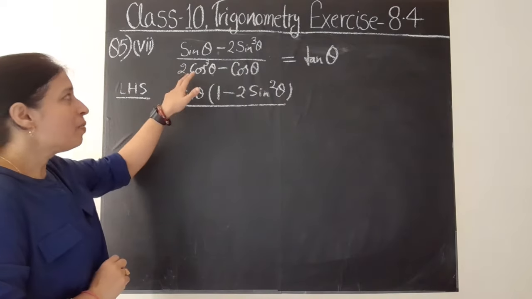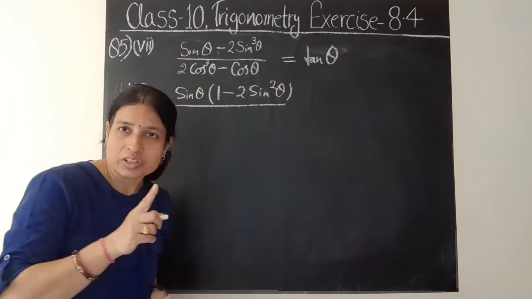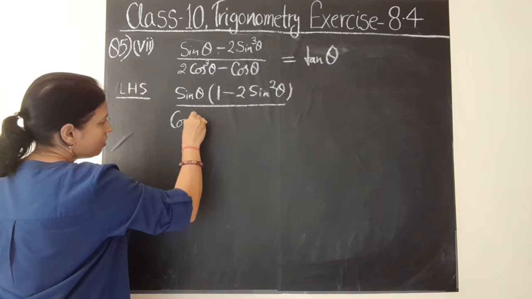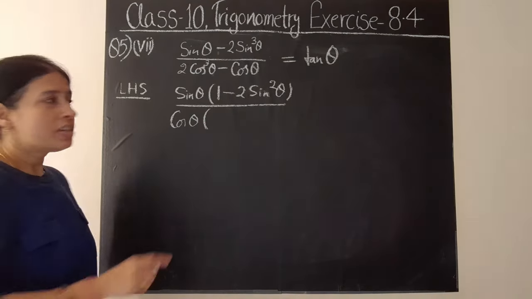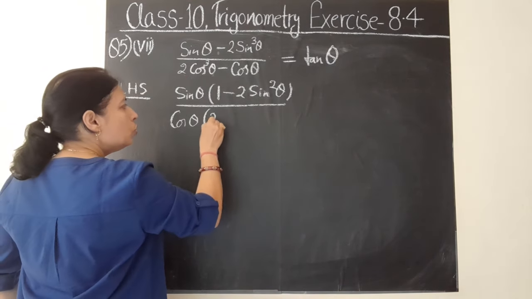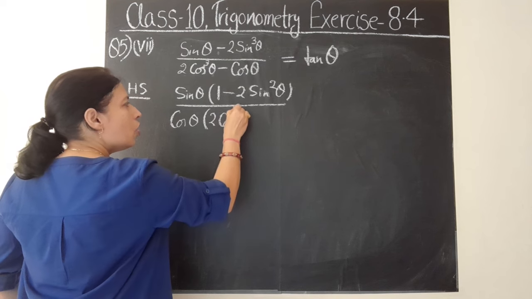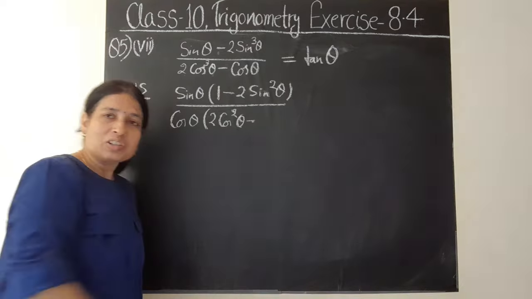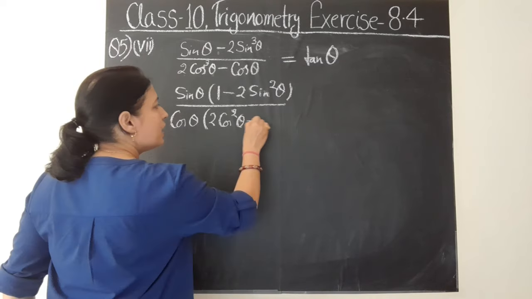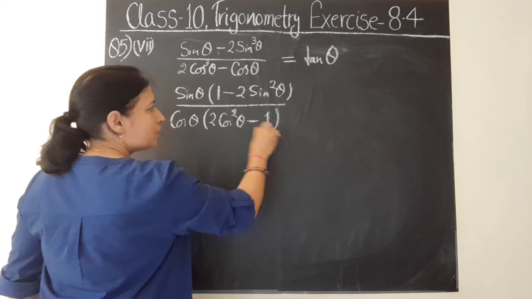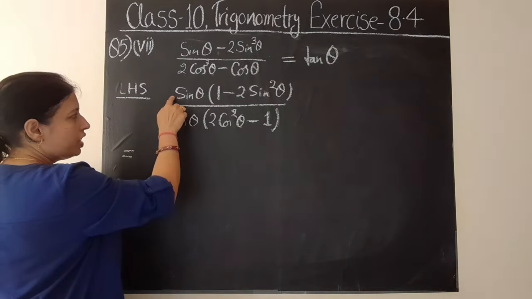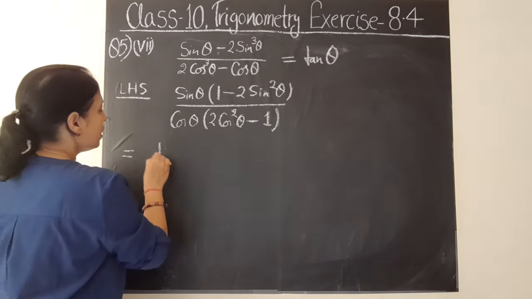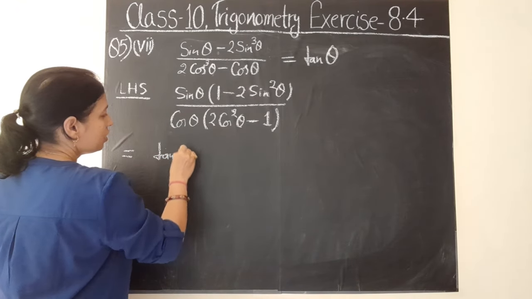And from here we can take common what? Cos theta, yes. So take cos theta common here. So this one is cos theta, and here it will be 2 cos square theta. Yes. From here we took cos theta common, so what is left? 1. So you can write here 1. So this sin theta by cos theta is equal to tan theta. So write here tan theta first.